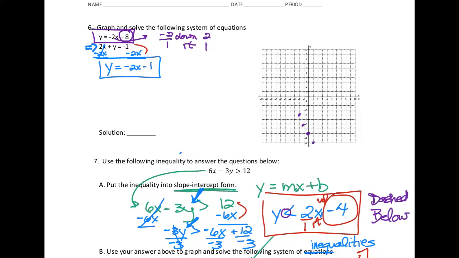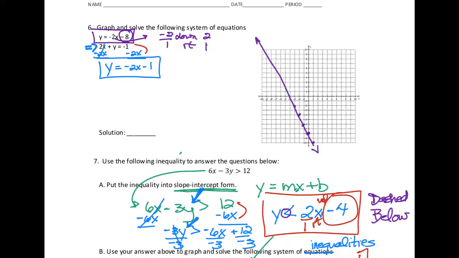And these are equations, so would that be a solid line or a dashed line for an equation? Solid. Solid. Did you have a question, Amani? So something like that.